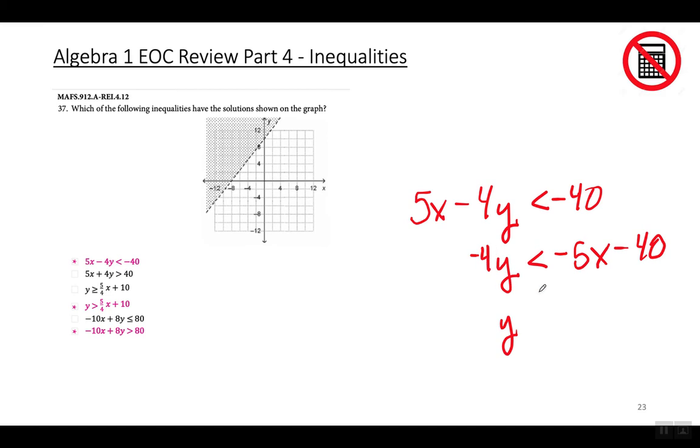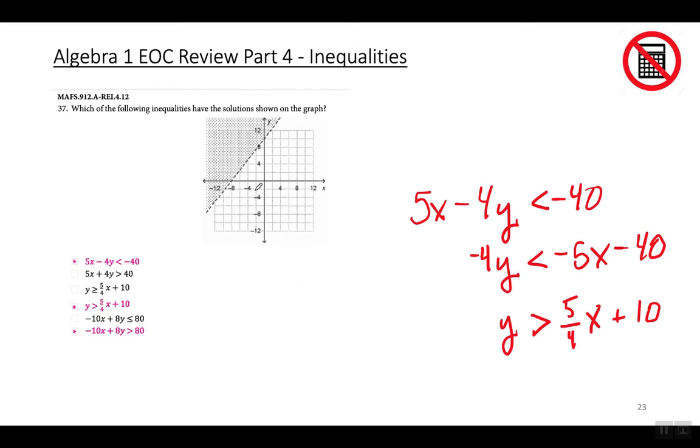I'm about to move the -4 to the other side and divide, so the sign is going to flip direction. When I divide by -4, a negative divided by a negative is going to equal a positive. Same thing, -40 divided by -4 becomes +10. What I wanted to check is, notice that when I get this one in slope-intercept form, it's the same as this equation right here.